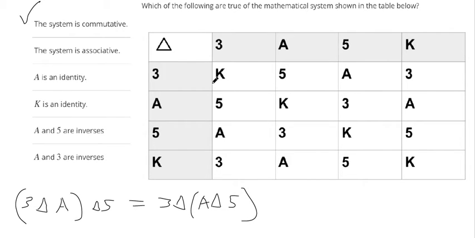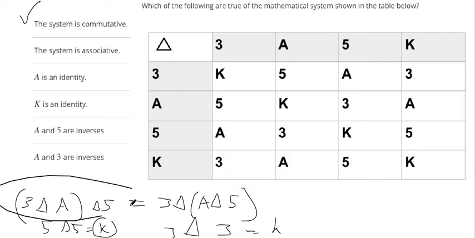If we do 3 triangle A, 3 in the row, A in the column, it gives us 5. And then 5 triangle 5 gives us K. So the left side is K. Let's see if the right side is also K. We have to do parentheses first. So A triangle 5, here's A, and then here's 5. That makes 3. And then what's 3 triangle 3 according to our table? 3 in the row, 3 in the column, it gives us K. So they match.